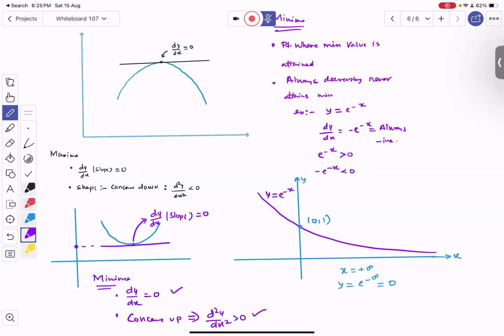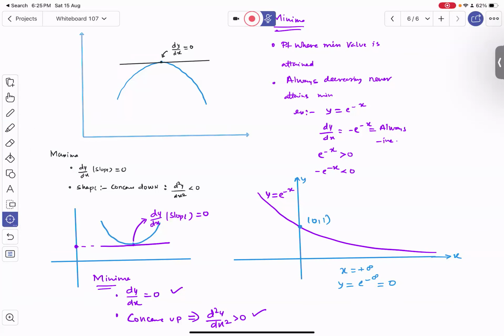Sir, can you explain that e power minus x graph once again? That graph, I don't have to explain. You know this is the graph. That's all. Sir, why is it that graph? Very soon, math sir will discuss. Okay, sir. And I can also tell slightly.